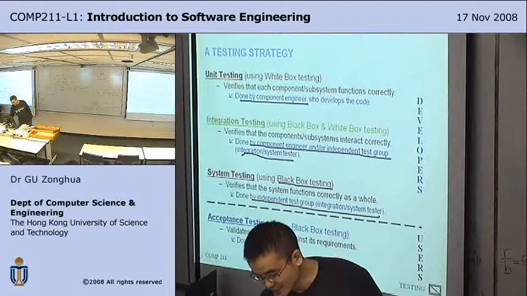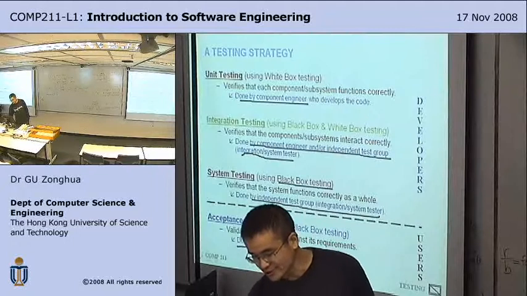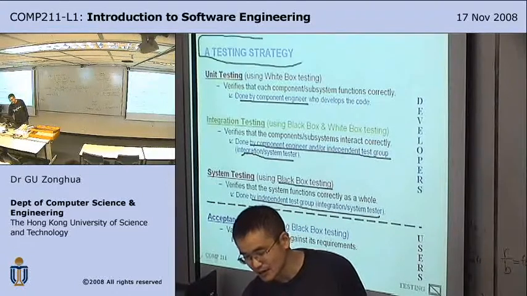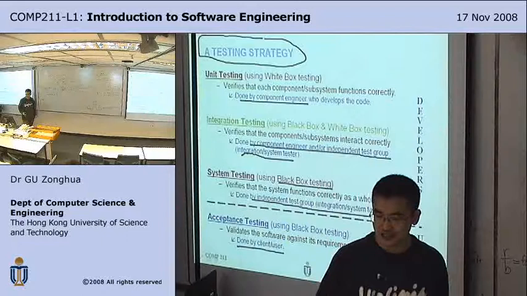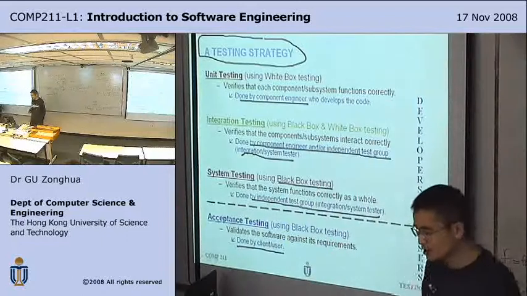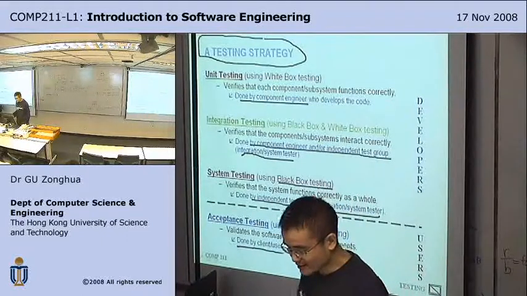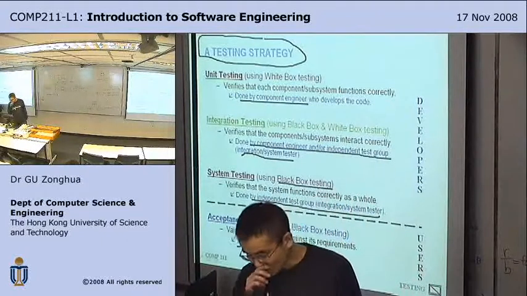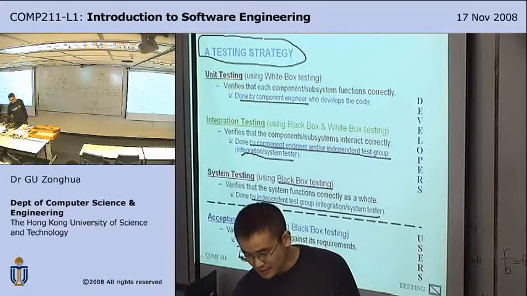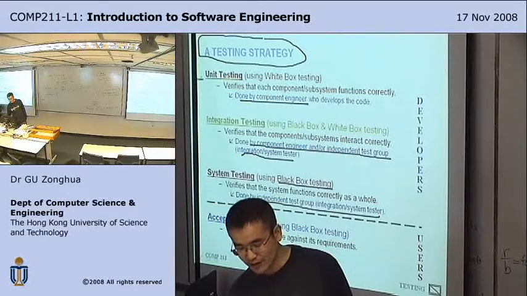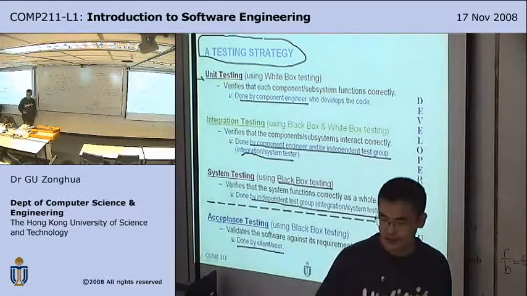Finally, acceptance testing is done by the client user. So this is one testing strategy. Obviously, you can have other strategies. If your company is too small, you can let the developers do all the testing. Notice that you're doing unit testing by the developers as they're developing the components.